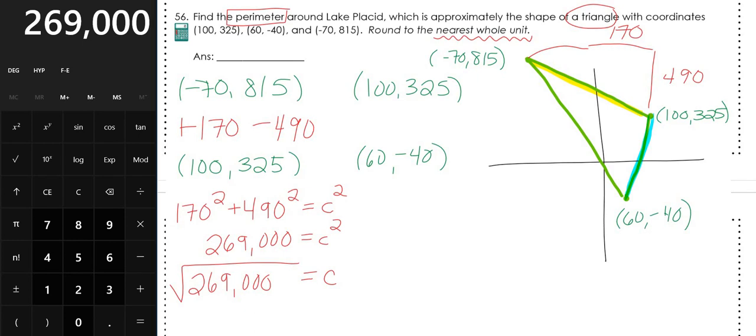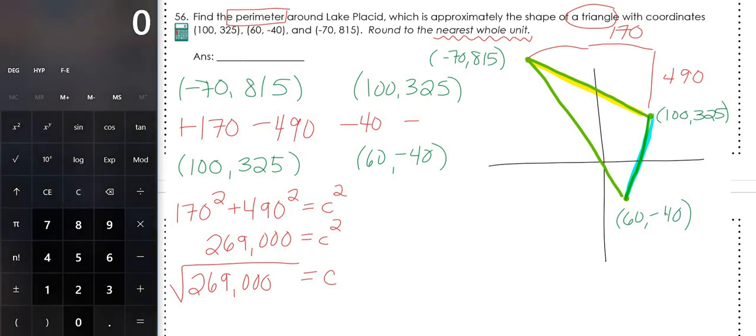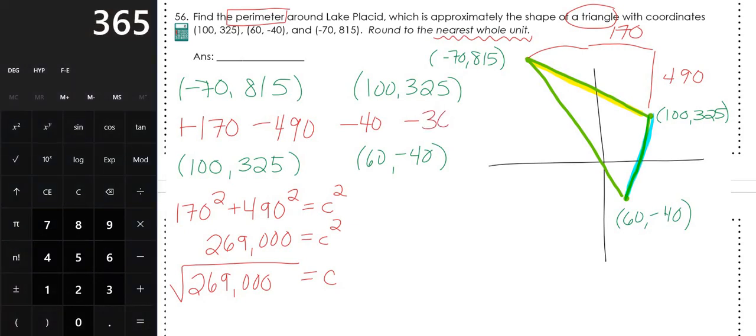So let's go back to figuring out the distance between 100 and 60. Now we're definitely going to be subtracting. We're going down. So 100 to 60, you're subtracting 40. You could do 100 minus 60 in your calculator. To get from 325 to negative 40, again, you're definitely going down. You're going to be subtracting. So to find the difference here, you're going to add together 325 and 40. So in your calculator, you could do 325 plus 40, and it's going to be 365 that you're decreasing by.